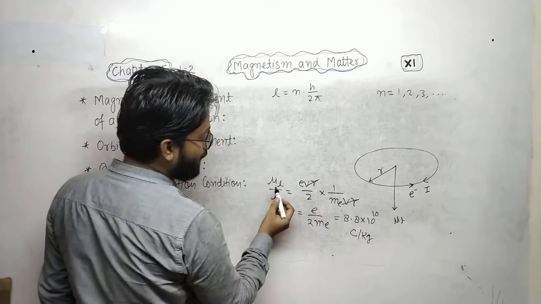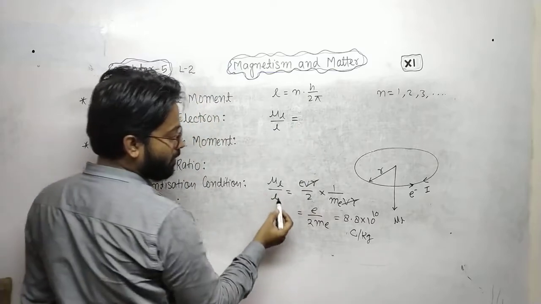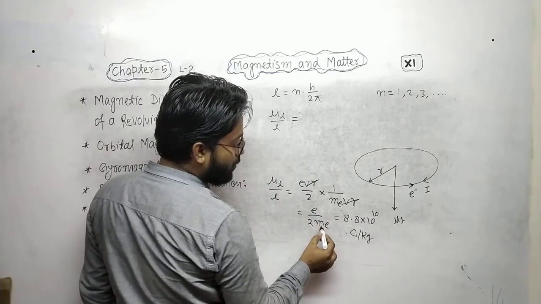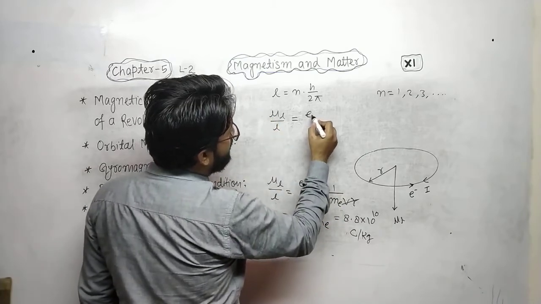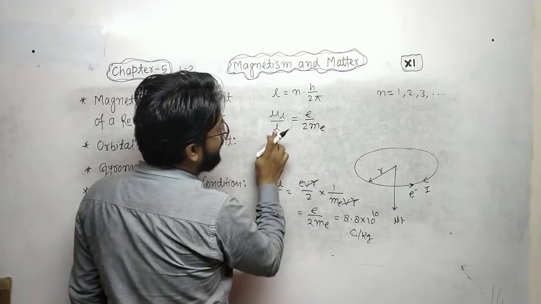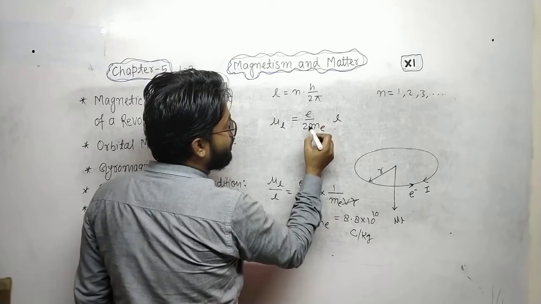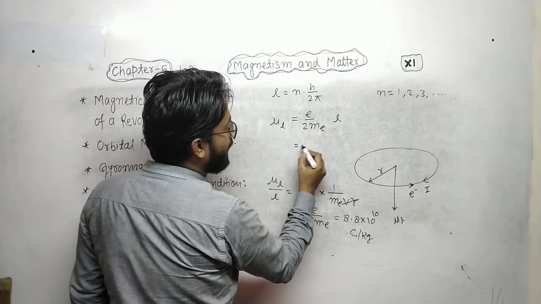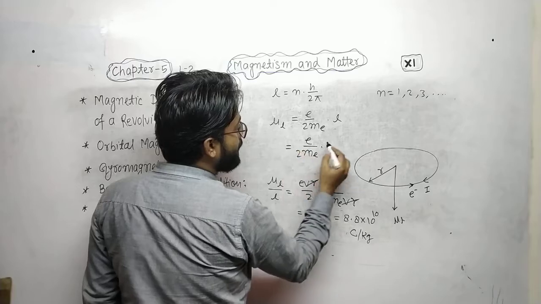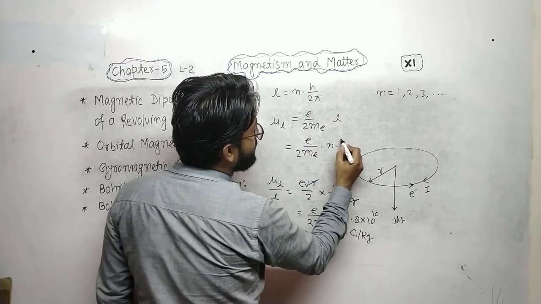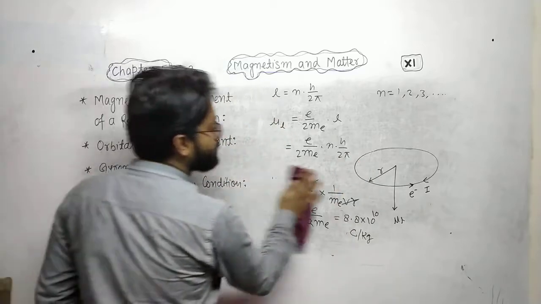You can put here mu L upon L is equal to e upon 2 m e. Here mu L is equal to e upon 2 m e into L, and in place of L you can write n h upon 2 pi. Hope you are getting it. This is the formula.